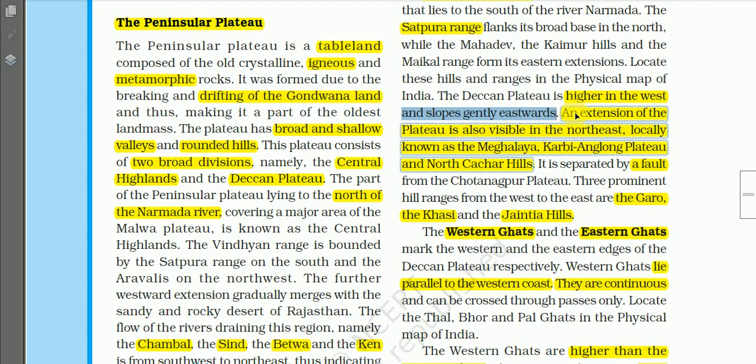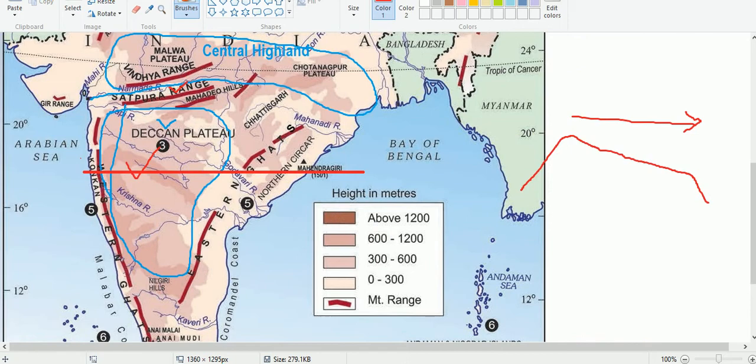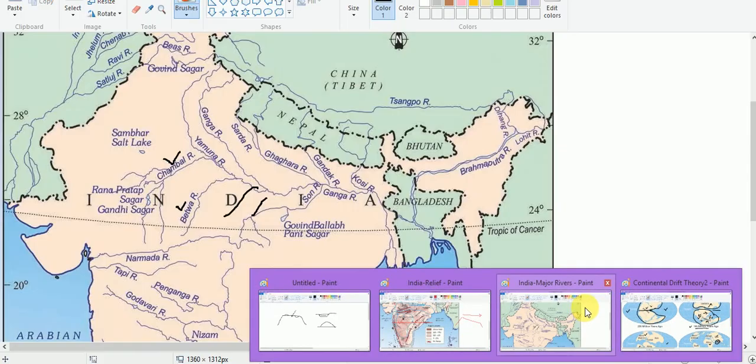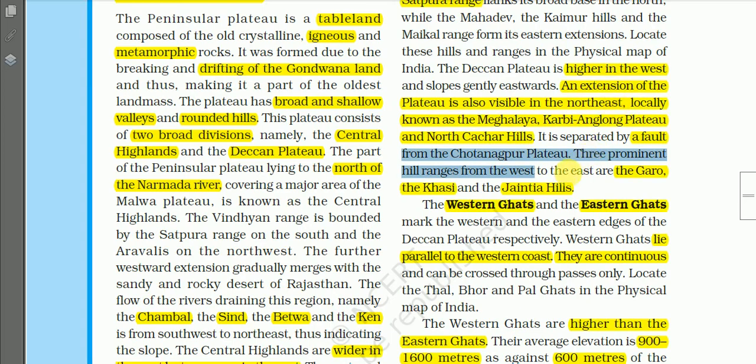And an extension of the plateau is also visible in the northeast, locally known as Meghalaya, Karbi Anglong Plateau and North Cachar Hills, and it is separated by a fault from the Sonapur Plateau. And the three prominent hill ranges to the east are the Garo, the Khasi, and the Jaintia hills.